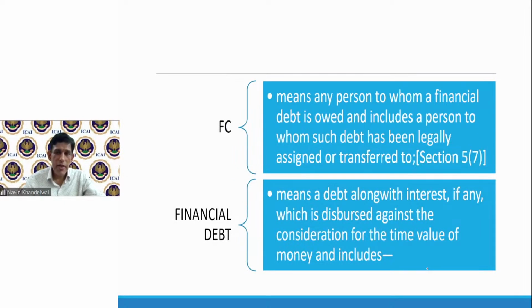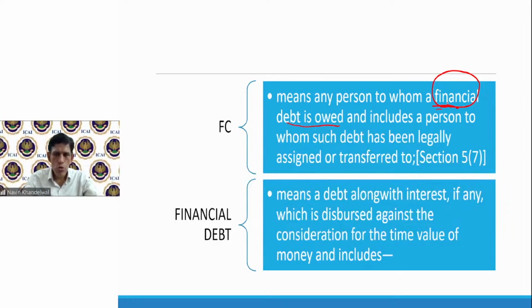Now, what does financial creditor mean? Financial creditor means any person to whom a financial debt is owed, and includes a person to whom such debt has been legally assigned or transferred. So now we are coming to Section 5(7), which actually covers the corporate insolvency process.